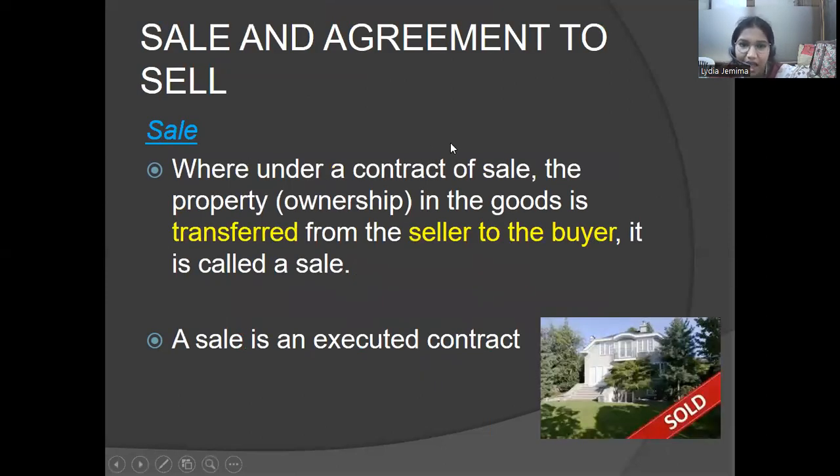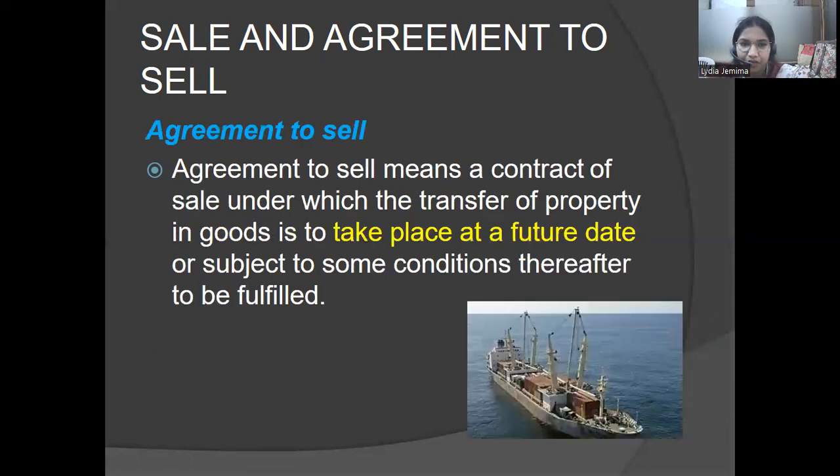So, sale and agreement to sell. What do you mean by sale? Where under a contract of sale, the property or ownership in the goods is transferred from the seller to the buyer, it is called a sale. Sale is an executed contract. What is an agreement to sell? An agreement to sell means a contract of sale under which the transfer of property in goods is to take place at a future date or subject to some conditions thereafter to be fulfilled.